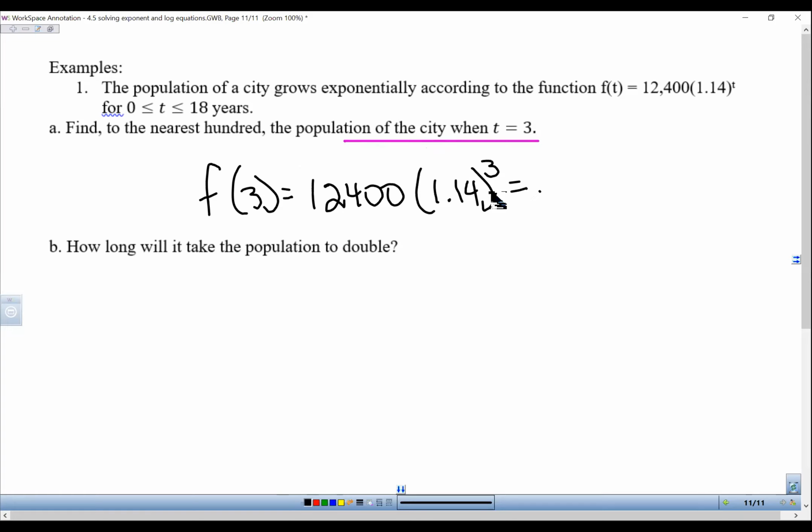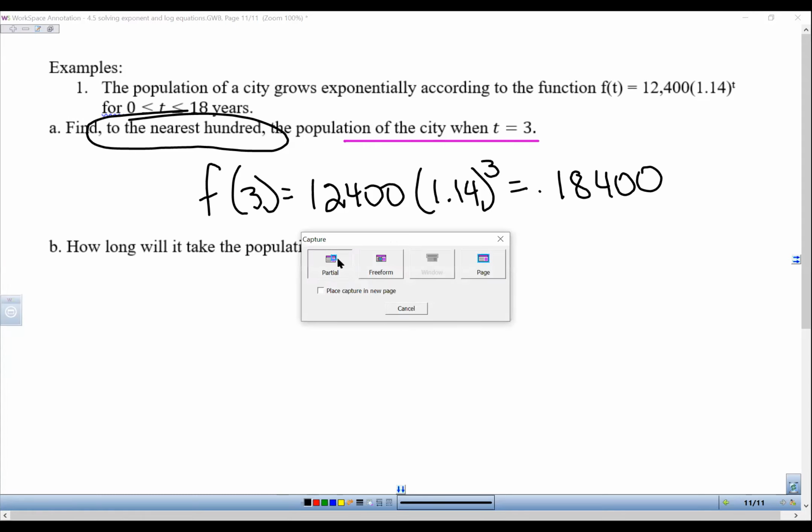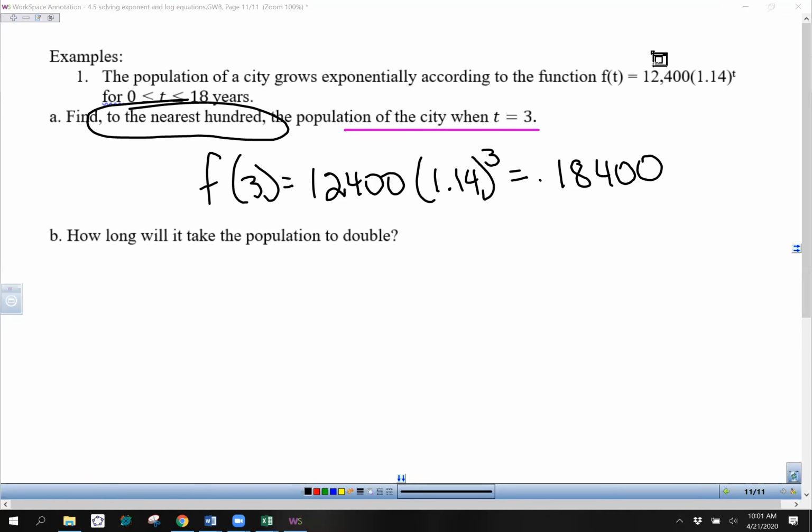12,400 times 1.14 to the power of 3. And after 3 years, our population is 18,400. Remember, they wanted us to round it to the nearest 100. Okay. So the second part is how long will it take the population to double? Well, let's take a look at our equation here. Here's our equation. I'm just going to copy it and bring it down here.